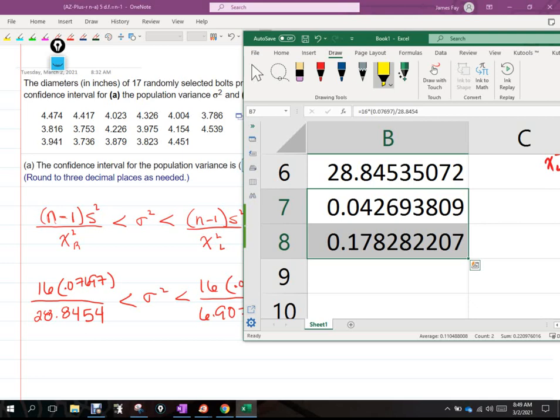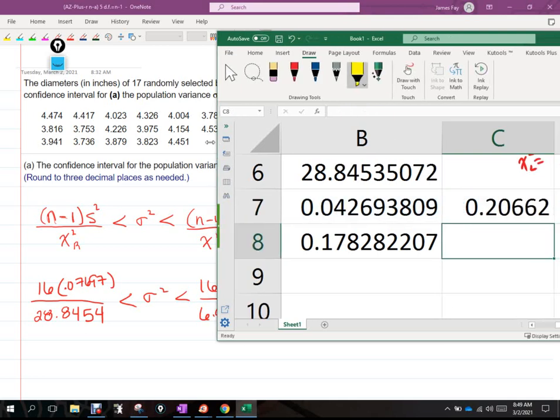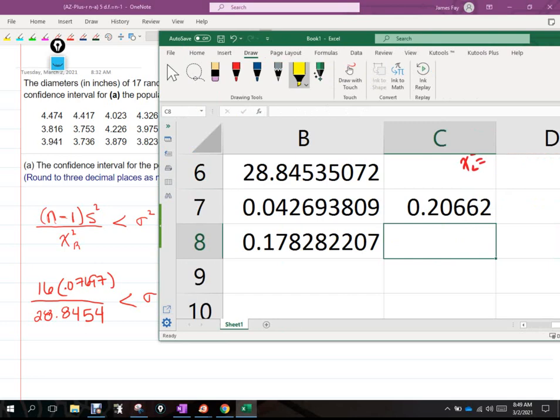Okay, so all right, everybody. How do I then get the interval for standard deviation? I square root those two numbers. So I'm just going to hit equals SQRT of that thing right there, so B7. So there is the square root of that number. Equals then, I'll take the square root of that one as well. And now that will be the interval for my standard deviation. Does that make sense? Okay.